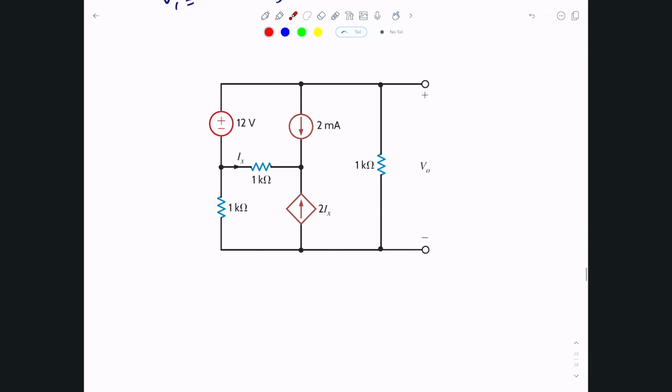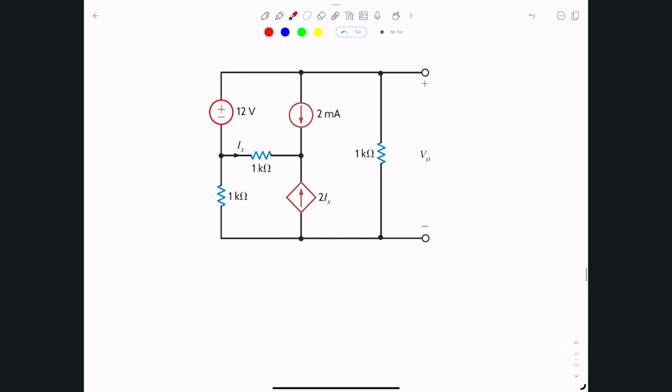So I'll put a copy of this circuit in here. Here we have a dependent source, which tells me that you cannot use method 1 because I can't turn it off. So I have to use method 2 or 3. Let me just remove this here before I forget. I'm going to use method 2.